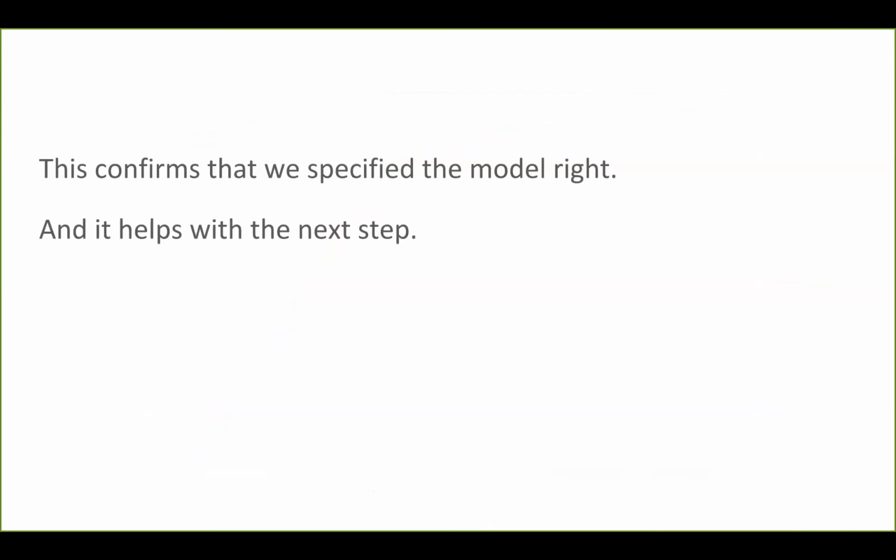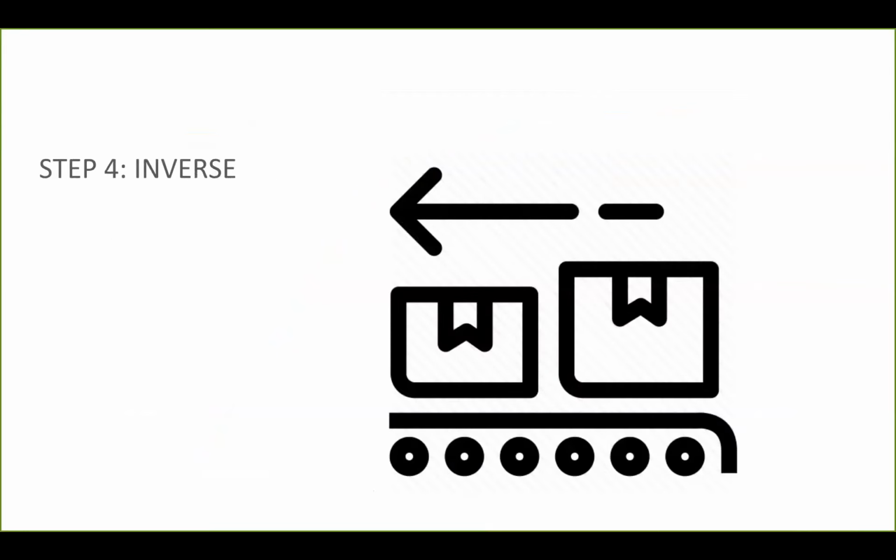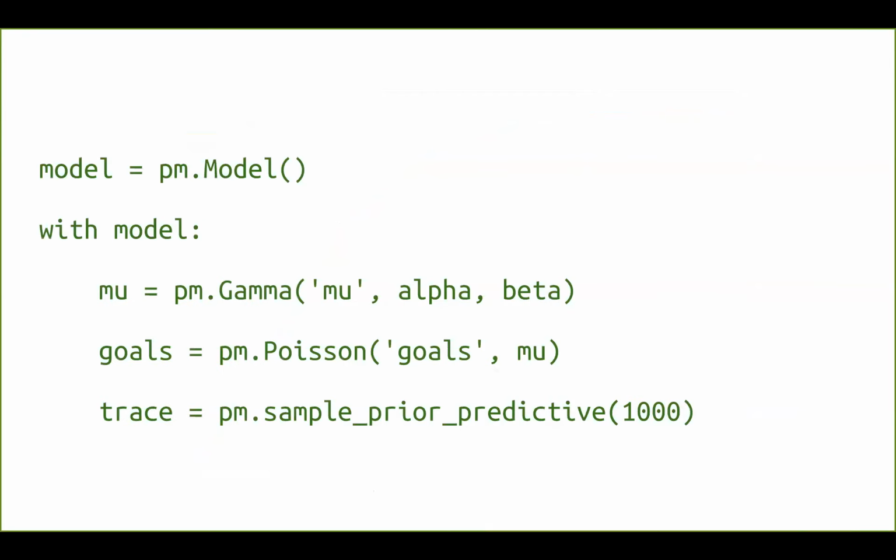So this makes me feel better about the model. It also helps me with the next step, which is to use PyMC to do inference. So I'm going to go backward one more time. The reason I went through all of this is that this model, which specifies the forward problem, looks very much like this model, which specifies the inverse problem.